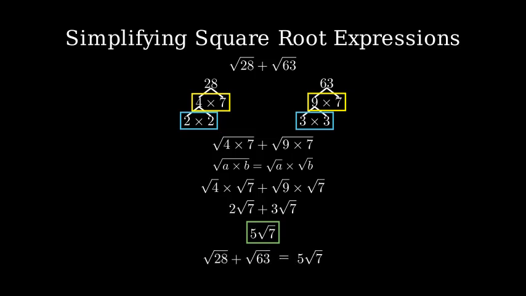And there we have it. We've simplified square root of 28 plus square root of 63 to 5 square root of 7.